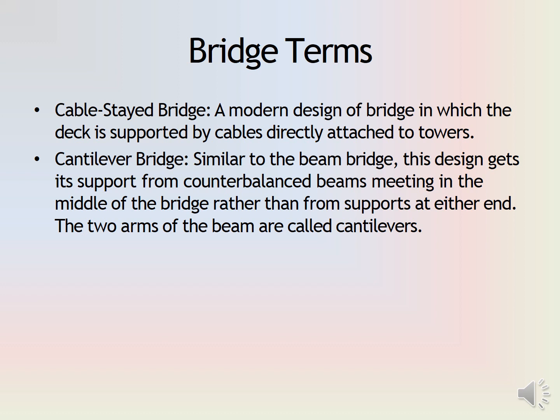Cable stayed bridge: a modern bridge in which the deck is supported by cables. The deck is supported by cables like this. Cantilever bridge: similar to the beam bridge. This design gets its support from counterbalanced beams meeting in the middle of the bridge rather than from supports at either end. The two arms of the bridge are called cantilevers. So this cantilever and the other arm will also act as a cantilever.